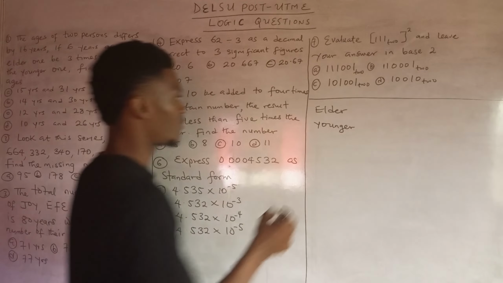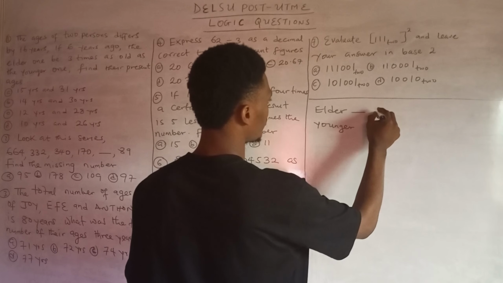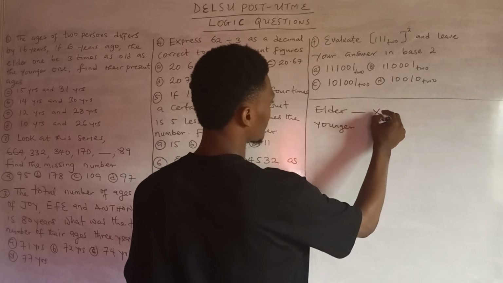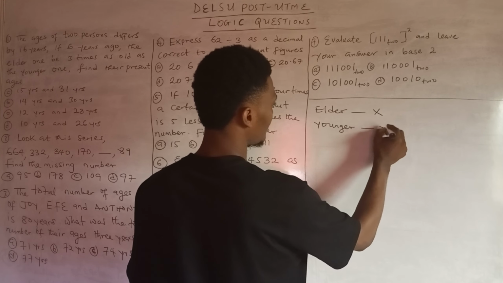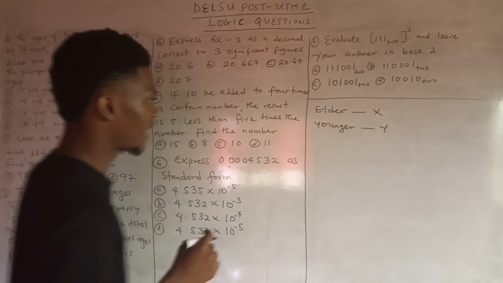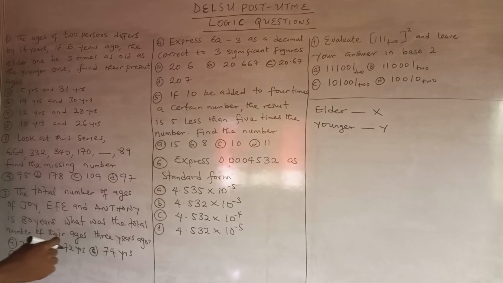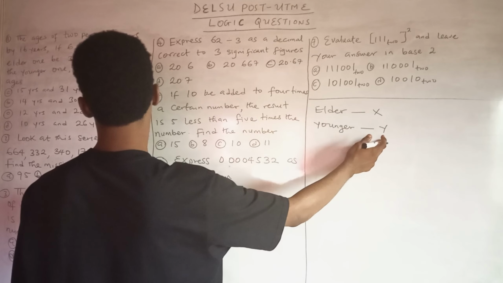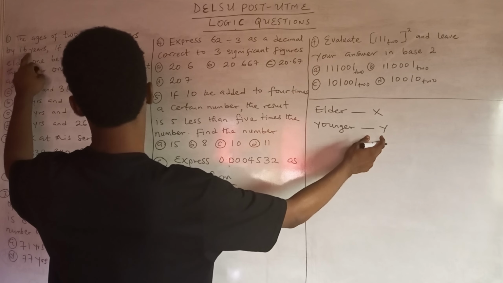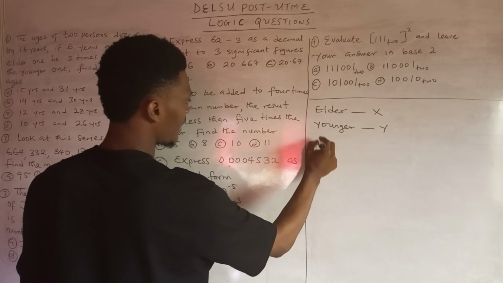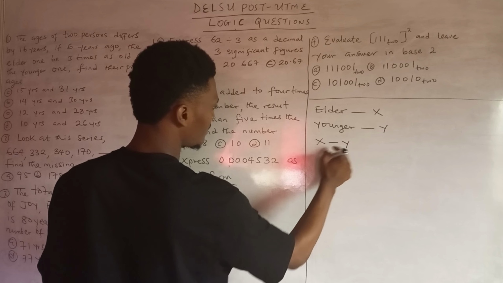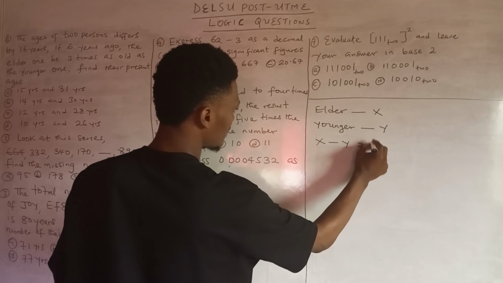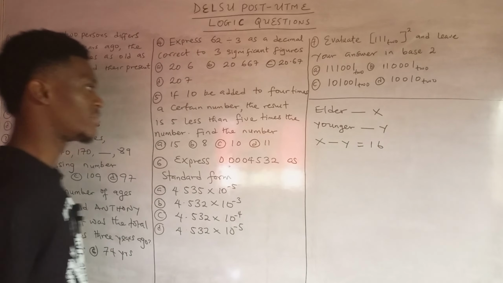So we don't know their ages, so we can make the elder one's age to be, let's say, x, and make the younger one's age to be y, since they are unknown. That's the first thing you should do. Then let's understand the first statement. The ages of 2 persons differ by 16 years. So we know the 2 persons already, elder and younger, x and y. Those are their ages. Then they differ by 16 years, meaning that x minus y, the difference in their age, is 16 years.